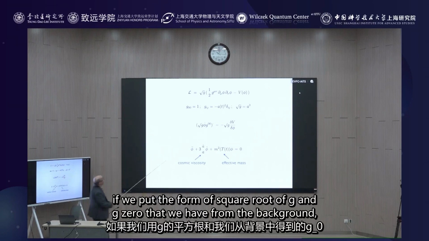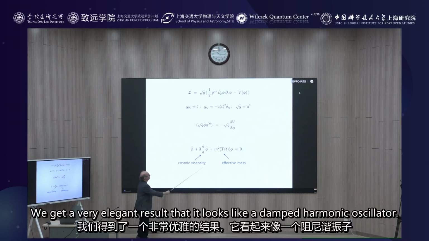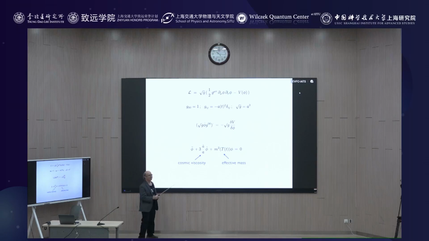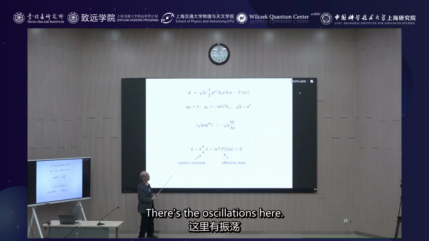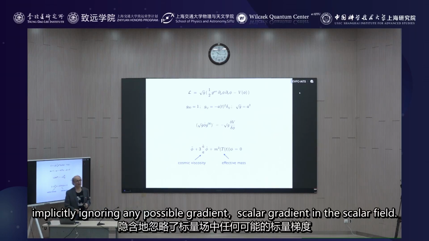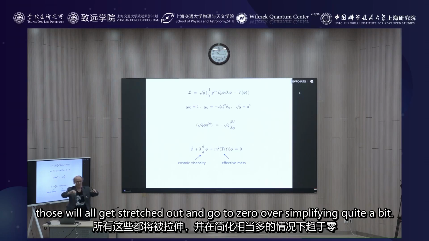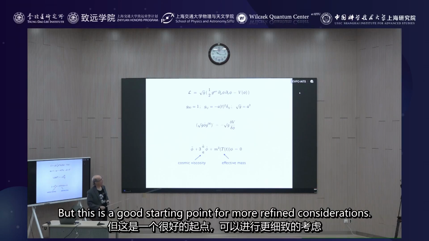And now if we put the form of square root of g and g00 that we have from the background expanding universe into this equation of motion for the scalar field, we get a very elegant result that it looks like a damped harmonic oscillator. So there's the oscillations here of magnitude. I should mention, we're implicitly ignoring any possible gradients in the scalar field. And the reason for that is that as the universe expands, those will all get stretched out and go to zero. I'm oversimplifying quite a bit, but this is a good starting point for more refined considerations.